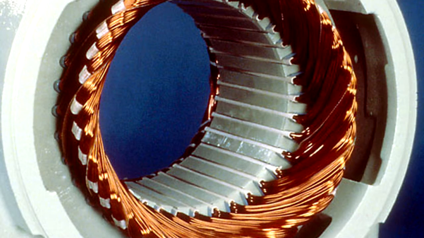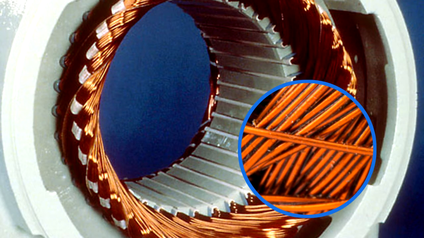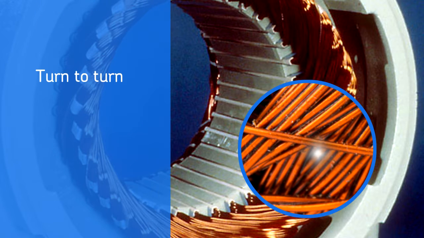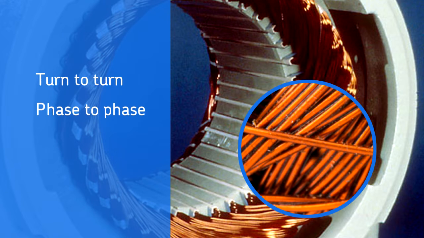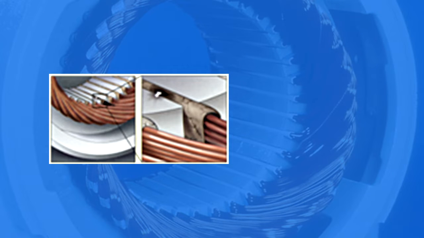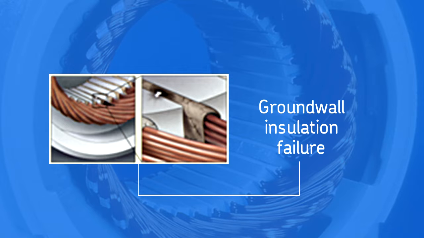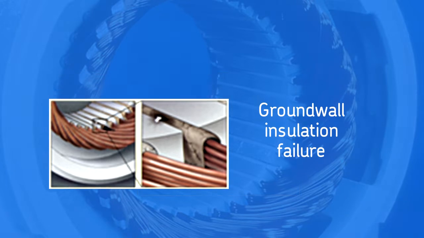The most common insulation failure is between turns of wire that are next to each other in the same coil. This is called a turn-to-turn fault. Other wire-to-wire insulation faults are phase-to-phase and coil-to-coil. When the insulation fails and there is a path to the core, it is called a ground wall insulation failure, since the stator core is at electrical ground.